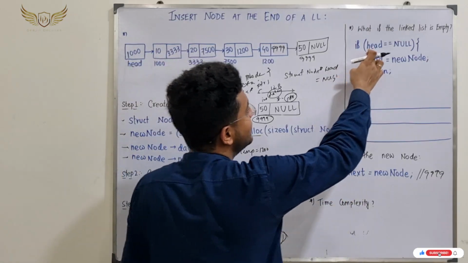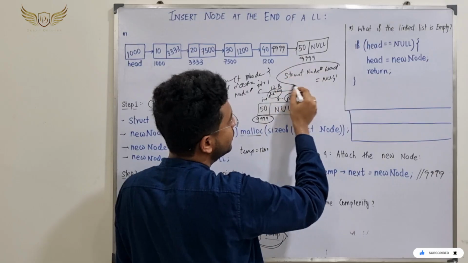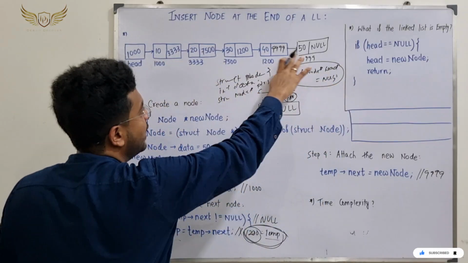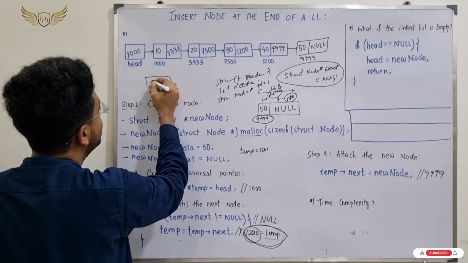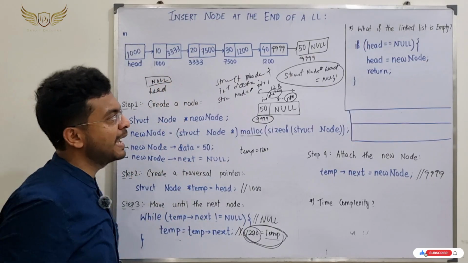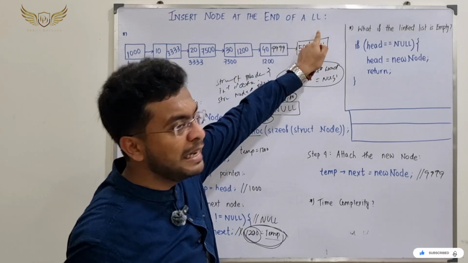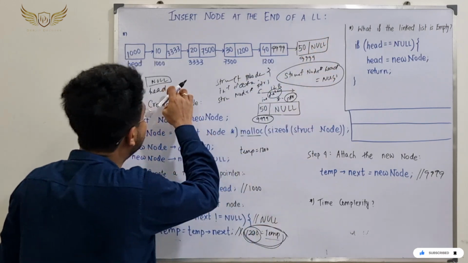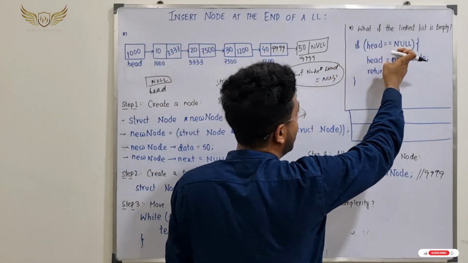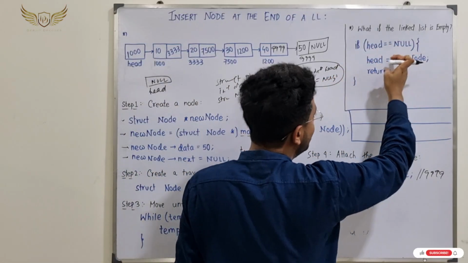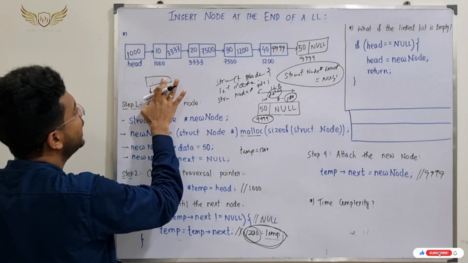So if the head is null, head was initially null, so the head value is not changed. Suppose the linked list has only a simple head holding null. That means there is no node. So if you want to insert a node at the end of the linked list, that simply means it is at the beginning of the linked list as well. In that case, if head equals null, we will simply put the address of the new node inside this head. So this will be replaced by the address.